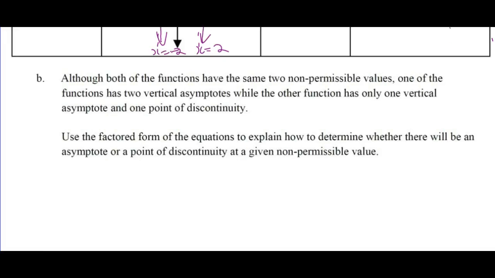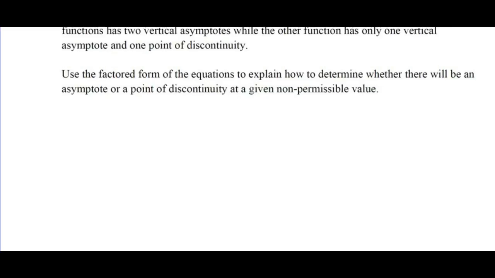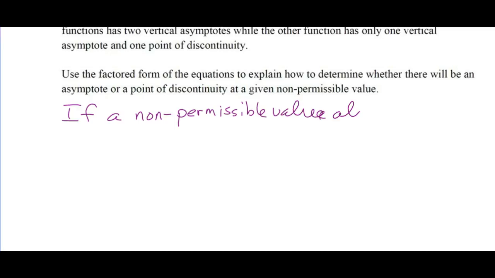Although both of the functions have the same 2 non-permissible values, the second function has 2 vertical asymptotes, and the other function has 1 and a point of discontinuity. Use the factor form of the equations to explain how to determine whether there will be an asymptote or point of discontinuity. So we've talked about it, let's just formalize it. So if a non-permissible value also makes the numerator 0, so we'll just scroll up and take a look at that.